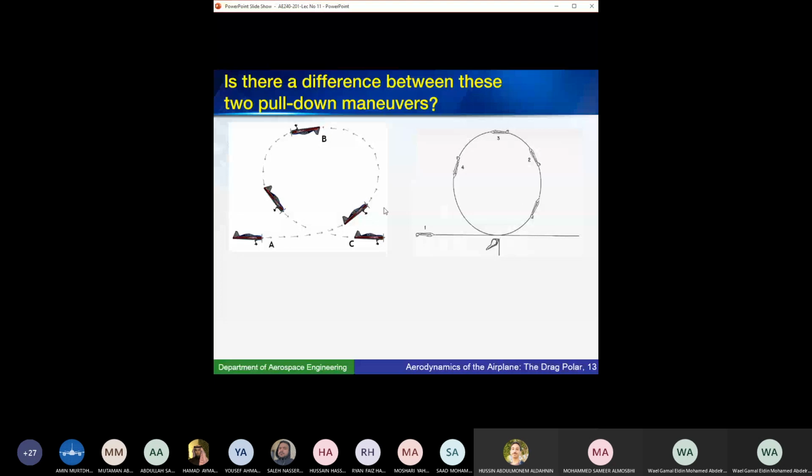What's the main difference between these two maneuvers? I think the radius is constant and changed the radius. The radius? No, assume the radius is the same. Assume this radius is the same. What's the main difference between this maneuver and that maneuver? The direction of L.